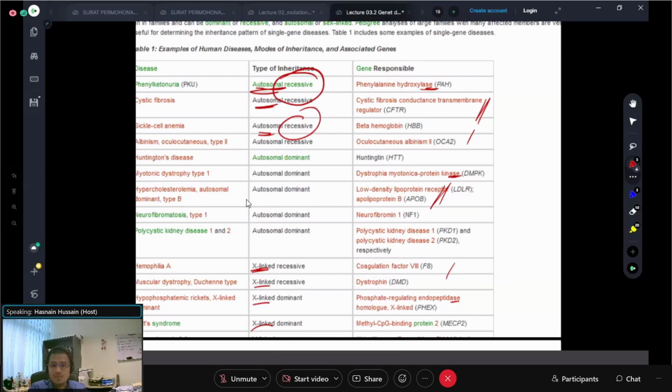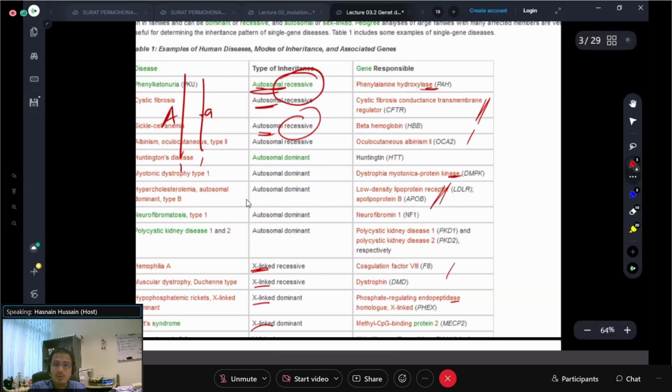If a disease is caused by a recessive, it means that both chromosomes have to be in a homozygous form in order to show symptoms. For example, like this one, two chromosomes, chromosome one. This one is big A. This one is small a. So small a is the one that has changes that can cause the disease.